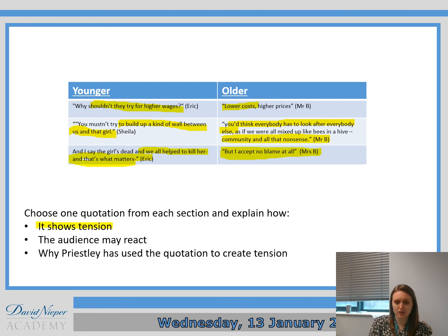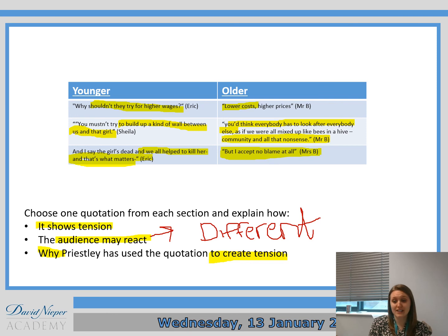So your activity then, I want one quotation from each section, and I want you to explain how it shows tension, how the audience may react, and why Priestley has used the quotation to create tension. When you talk about the audience, you can give different views. You talk about younger and older generation. It is up to you. You can also talk about modern audiences and audiences at the time in 1945. Okay, that is your main task that needs to be done really nicely, because that will help you then progress and to understand tension a little bit further.